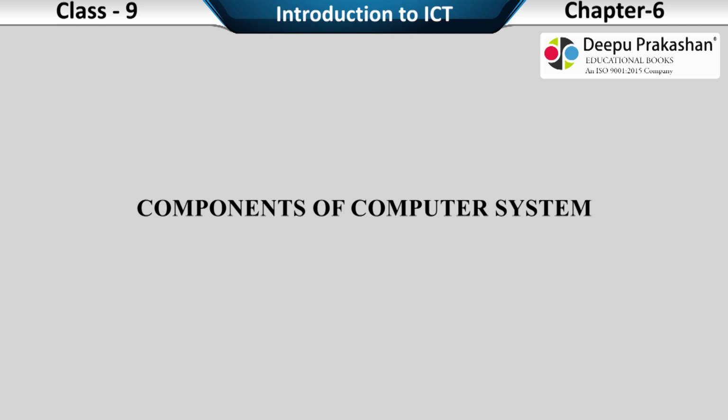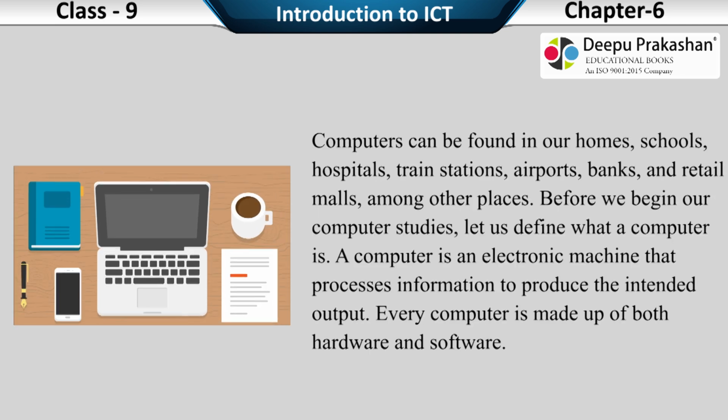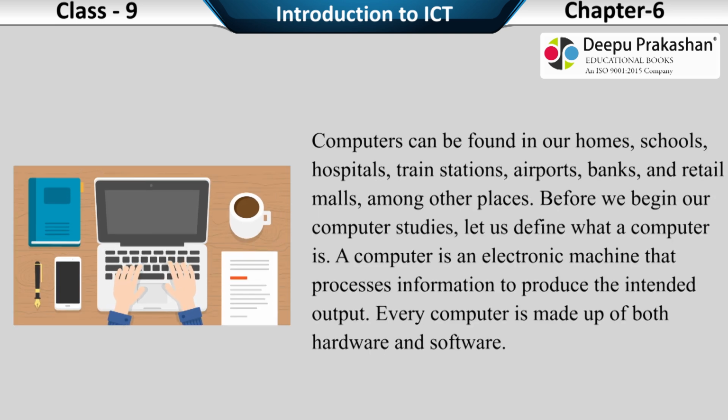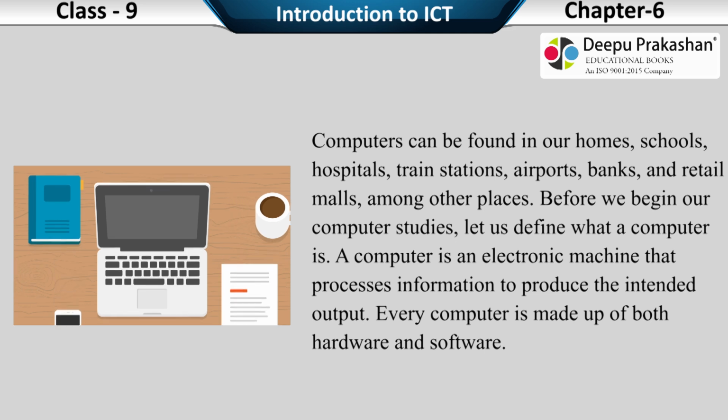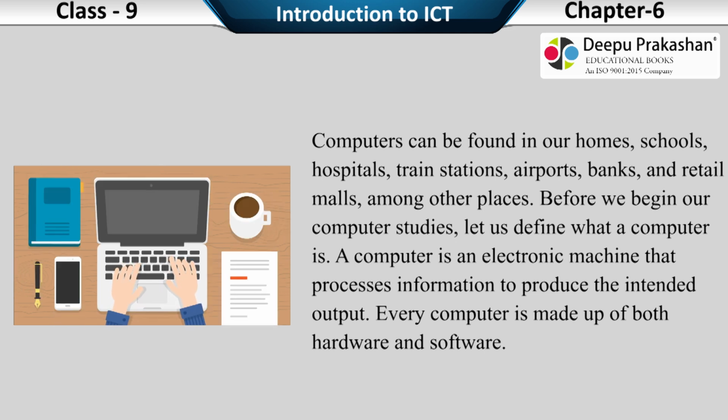Components of computer system. Computers can be found in our homes, schools, hospitals, train stations, airports, banks, and retail malls, among other places. Before we begin our computer studies, let us define what a computer is. A computer is an electronic machine that processes information to produce the intended output. Every computer is made up of both hardware and software.